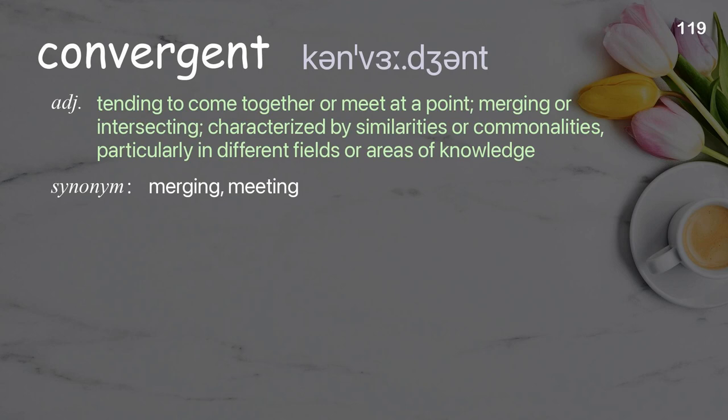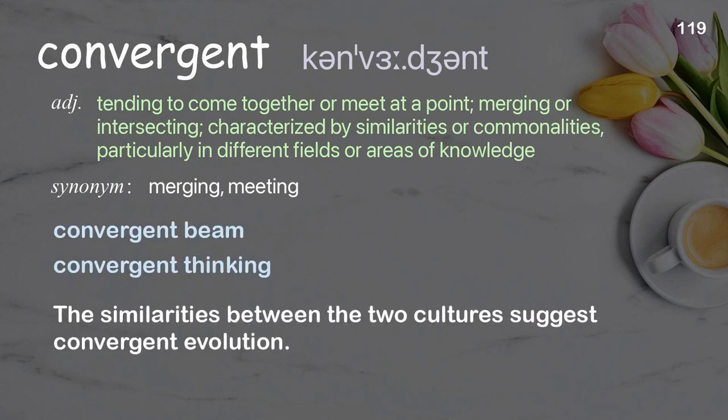Convergent. Tending to come together or meet at a point, merging or intersecting; characterized by similarities or commonalities, particularly in different fields or areas of knowledge. Examples: Convergent beam. Convergent thinking. The similarities between the two cultures suggest convergent evolution.